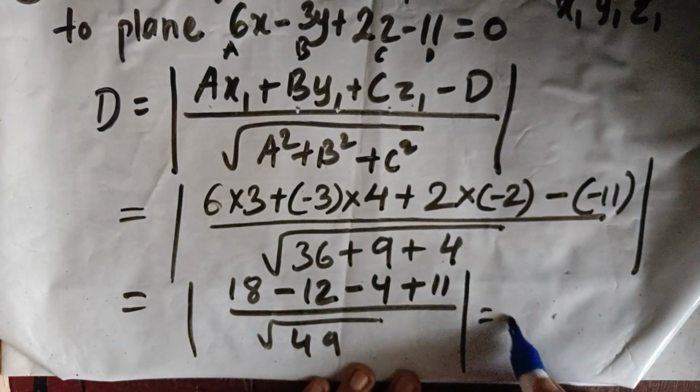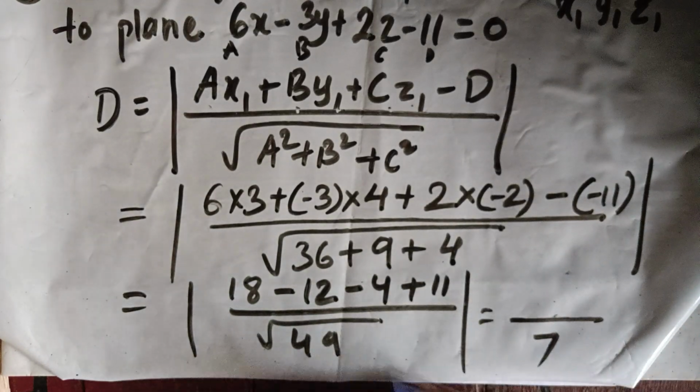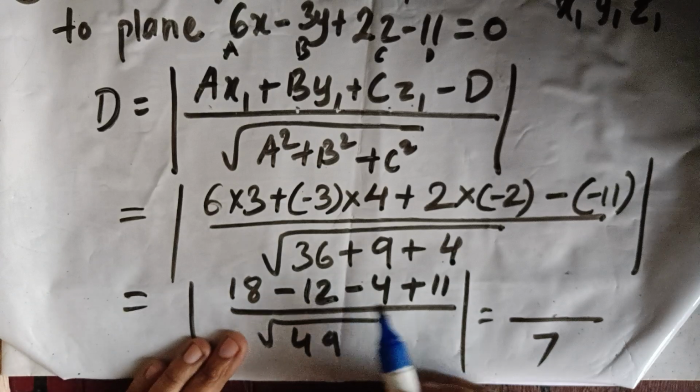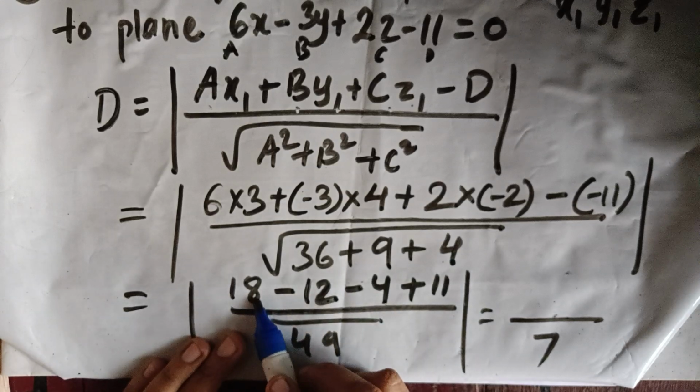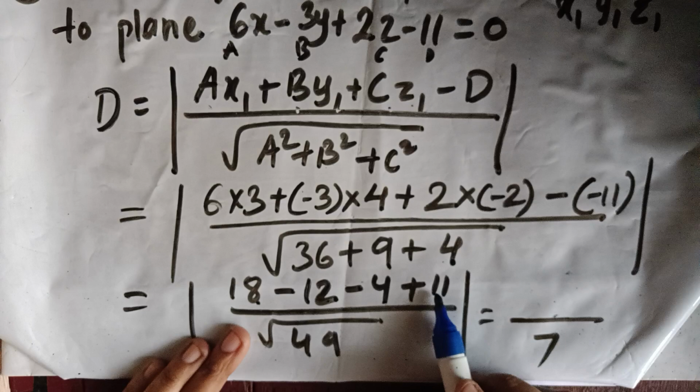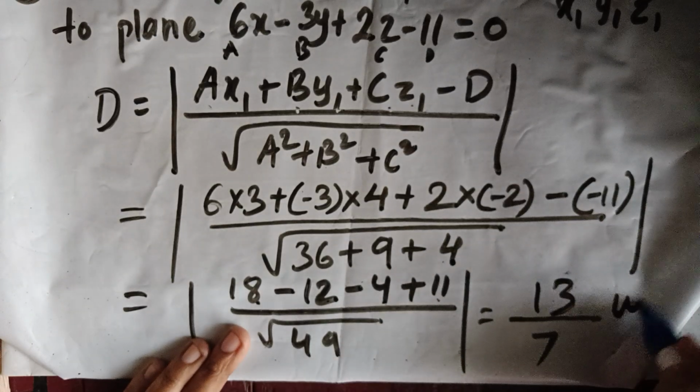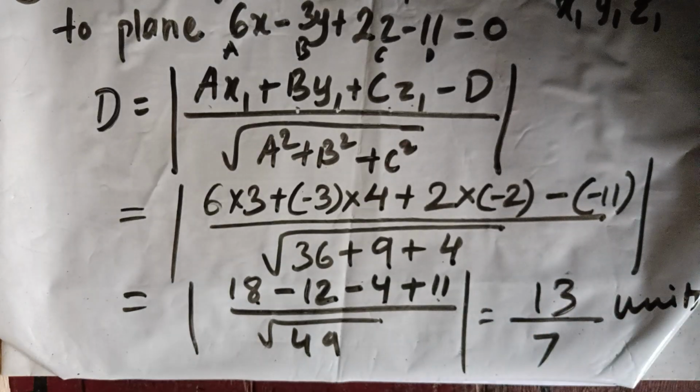So this is 7 and this is 16 2, 13 units. 13 by 7.